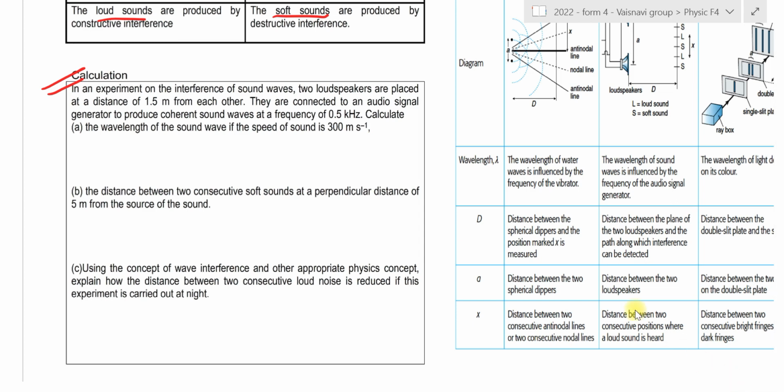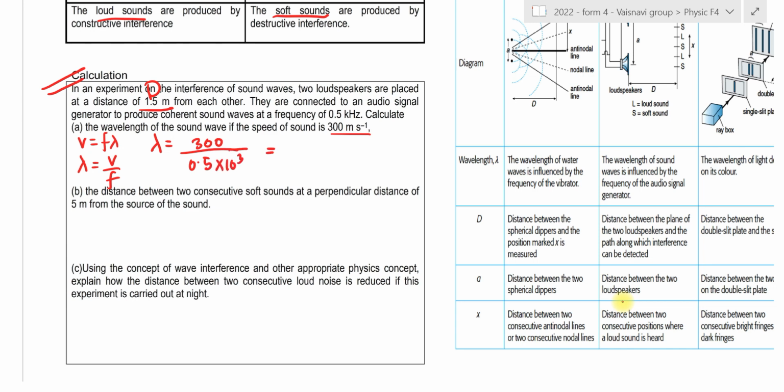Okay, jom bincang. In an experiment of the interference of sound wave, the two loudspeakers are placed at a distance 1.5 meter each other to D. They are connected to an audio signal generator to produce coherent source at frequency 0.5 kHz. Calculate the wavelength first. Okay, so V equal to F lambda. Dia bagi speed dah. Jadi kita nak cari apa? Wavelength. Okay, wavelength adalah V over F. Jadi lambda is equal to V 300 over frequency 0.5 kilo tu tukar jadi power 3.